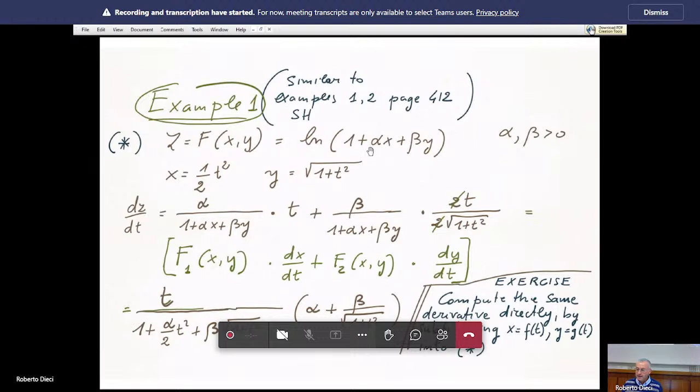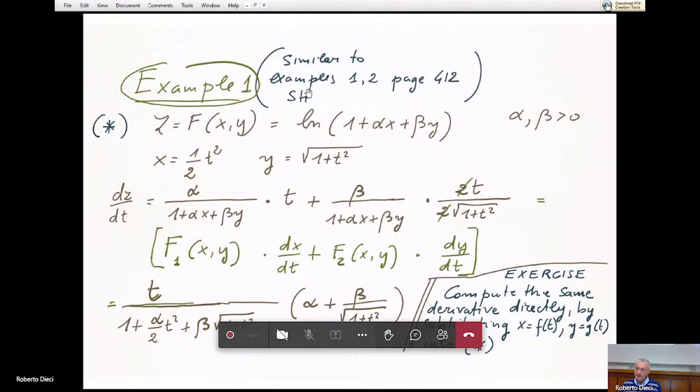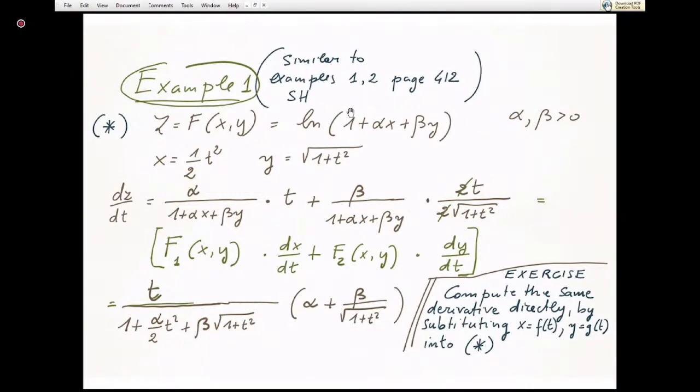Because we don't have the final expression here for x and y. We just know that x is x of t, y is y of t. If we replace here, we get something which is not really useful. But if we use this structure, we may have at least some idea of the structure of the derivative, even in general terms. This is an example very similar to another example in your textbook, so you have one more to practice if you like.